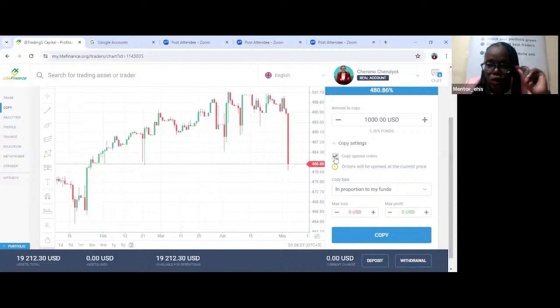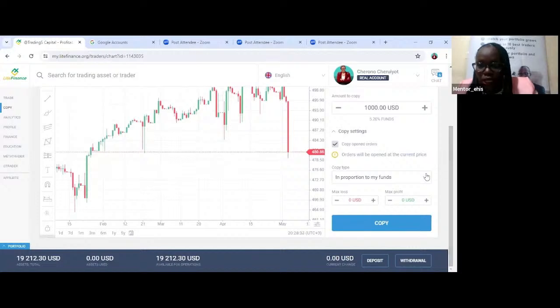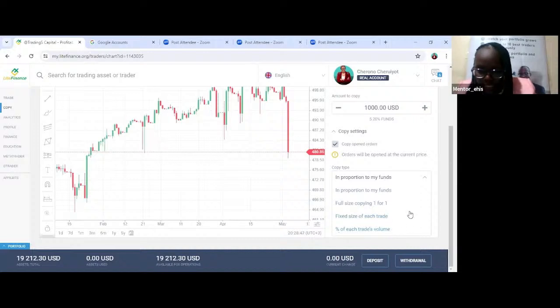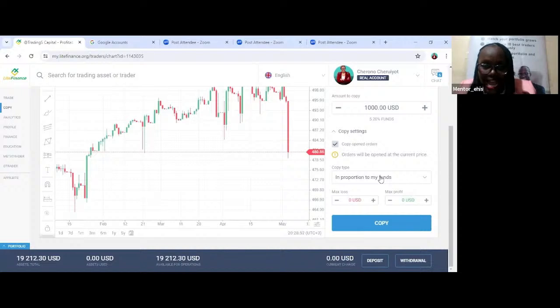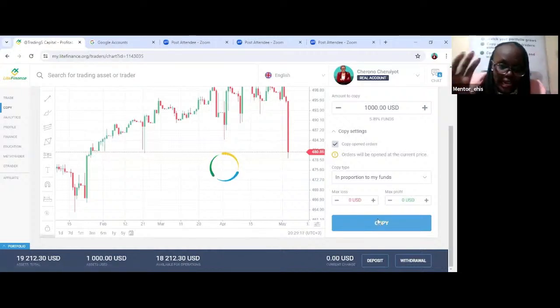So you click on this copy opened orders. When you come here, you remember I had explained the methods. Here are those methods. You click on this arrow, you would see in proportion to my funds, full size of 1:1, fixed size of each trade, percentage of each trade. In proportion is the most advised, and this trader clearly stated in his profile to use in proportion to your funds. Once you've done that, you launch the copy. Some people normally put maximum loss or maximum profit. It depends. That is on a live account.